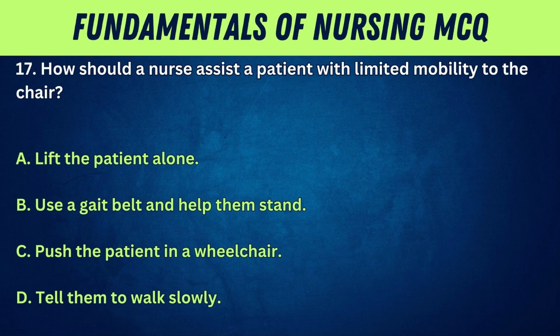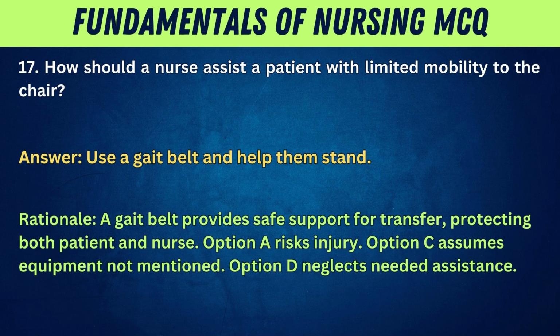17. How should a nurse assist a patient with limited mobility to the chair? A. Lift the patient alone. B. Use a gait belt and help them stand. C. Push the patient in a wheelchair. D. Tell them to walk slowly. Answer: use a gait belt and help them stand.